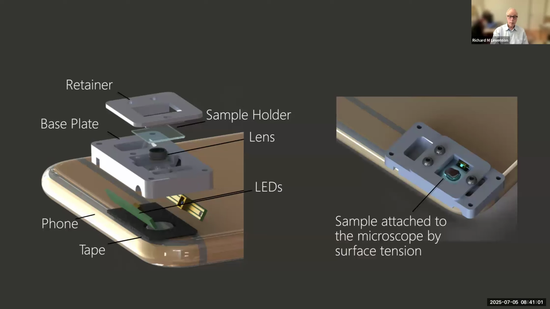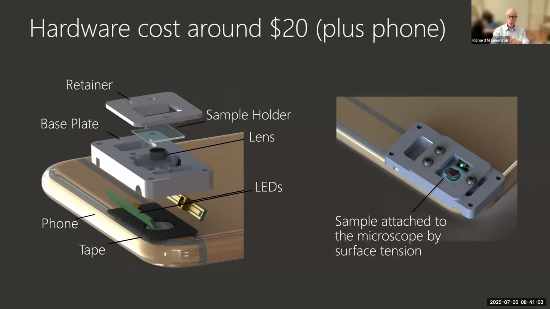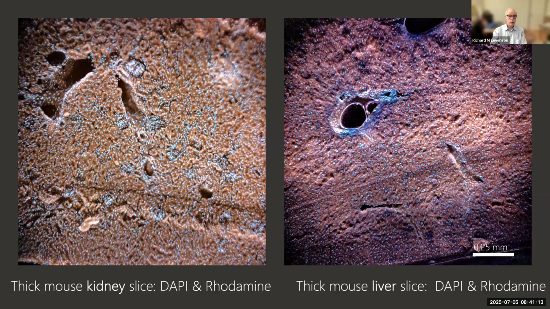And the images are remarkable. And I'll just show you. All of that can be manufactured for $20 plus the cost of a phone, which is a few $100s. So just with that, you can have a microscope that fits in your pocket. And the images are quite remarkable just without any optimization. I'm showing you on the left mouse kidney. On the right, mouse liver. It's not at high power, but it's enough to see a lot of what's going on.